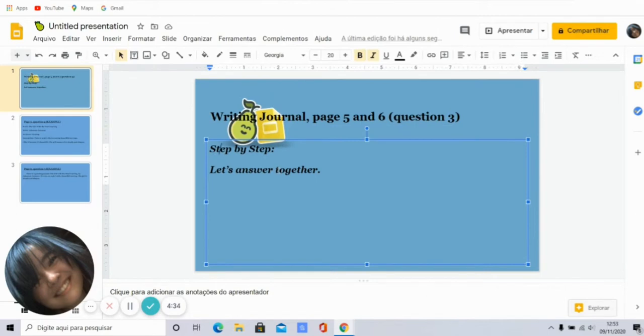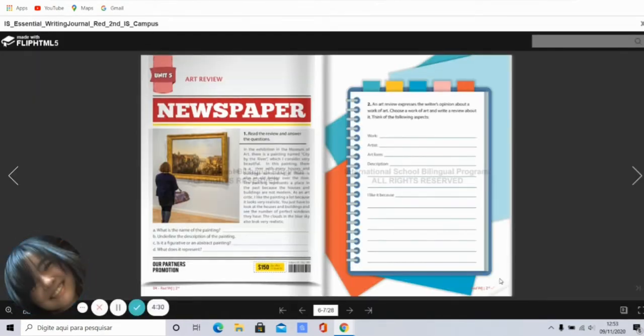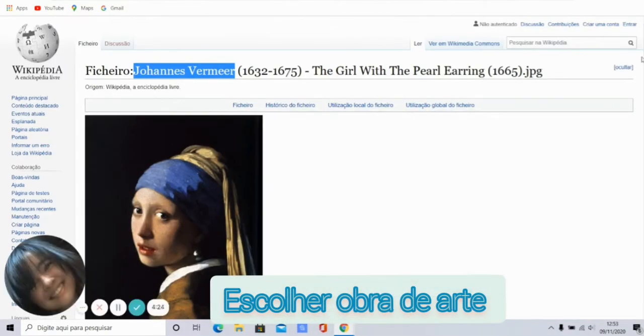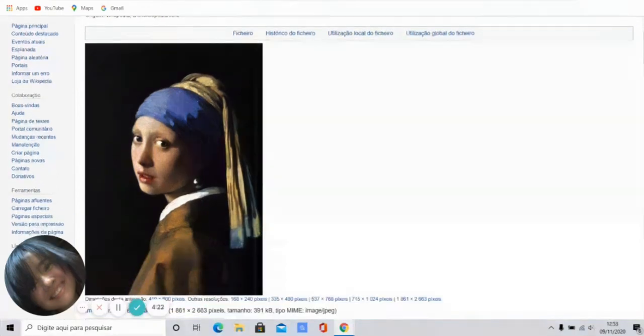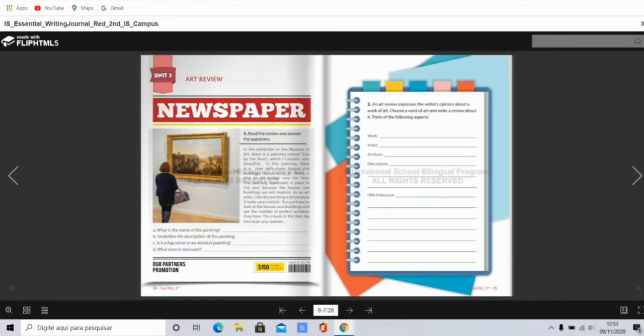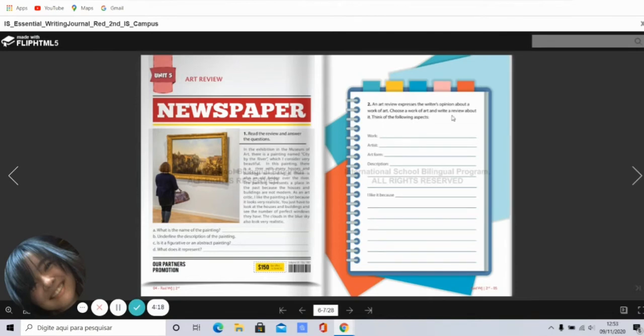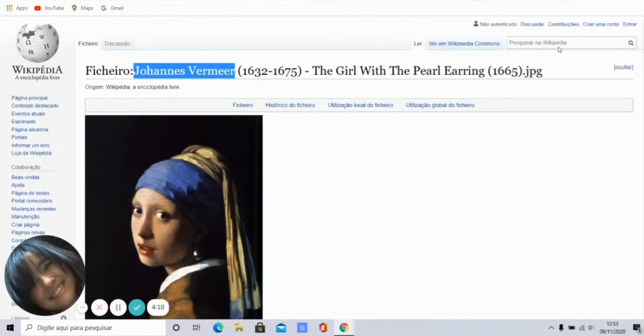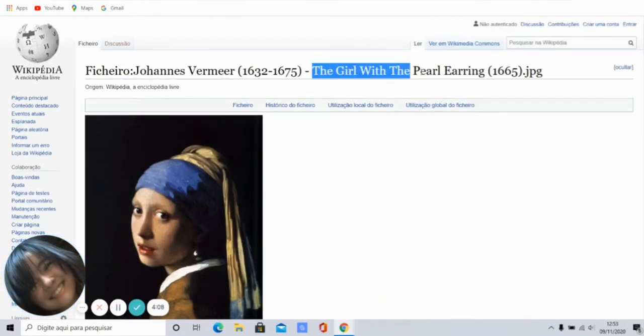Now, step by step, let's answer together. Here, on page 5, we have to choose a work of art, okay? I chose this one. You can choose a different one. It's your option. Okay, kiddos? And then we are going to write a review about it. Work, the name of the work. This is the name. Over here, this is the name.